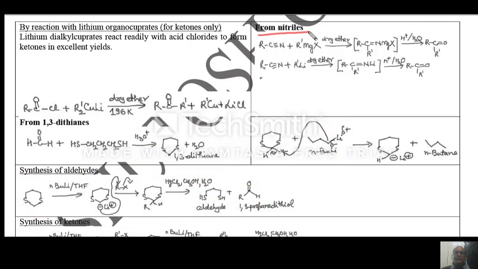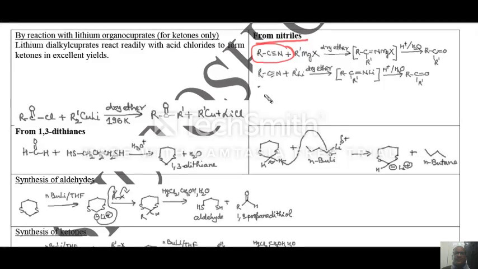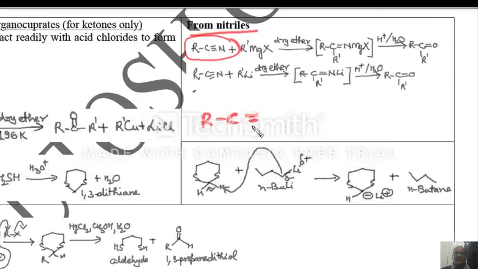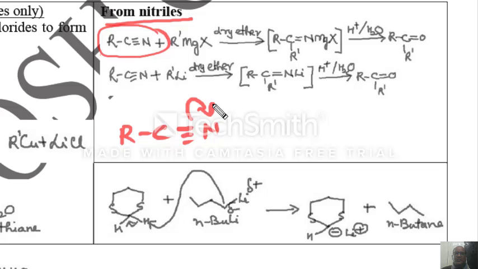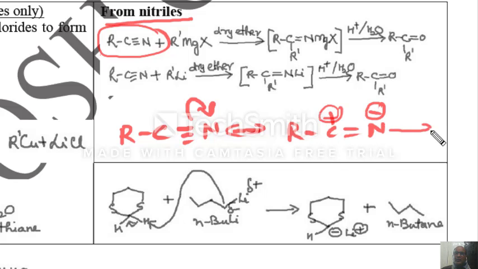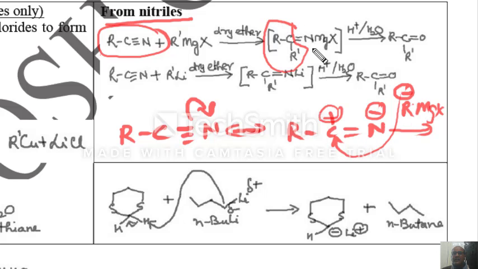Also, we can use nitriles. So we have an RCN system. In RCN, nitrogen is more electronegative, so I can write it like this: RC double bond N minus. Then I allow it to react with a Grignard reagent, or an organometallic. Well, I know this is minus, so it has got to come to this place, right? So when it comes to this place, I have RCR, where it is coming over here, and then double bond N minus.